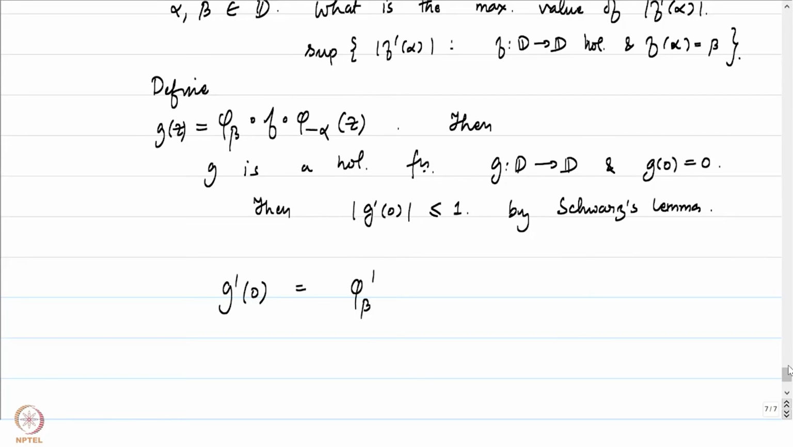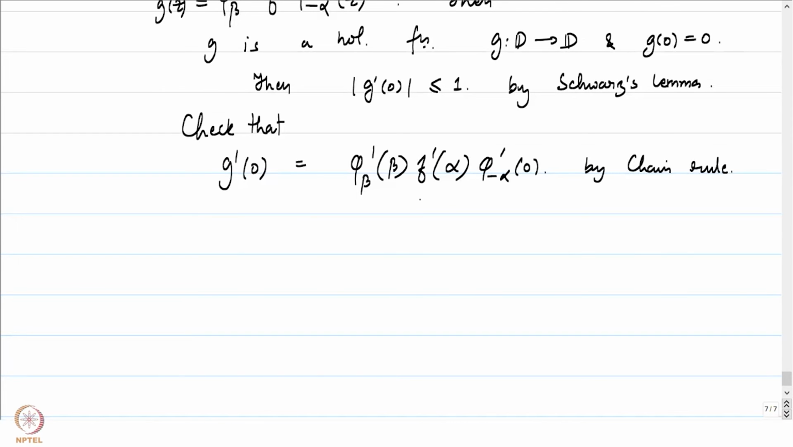So this is going to be phi beta prime evaluated at f of phi minus alpha of 0, which is exactly beta. If you notice, 0 is mapped to alpha and alpha is mapped to beta by f. So this is phi beta prime at beta times f prime at phi minus alpha of 0, which is equal to alpha times phi minus alpha prime at 0. This is precisely what we will have by the chain rule. Check that.